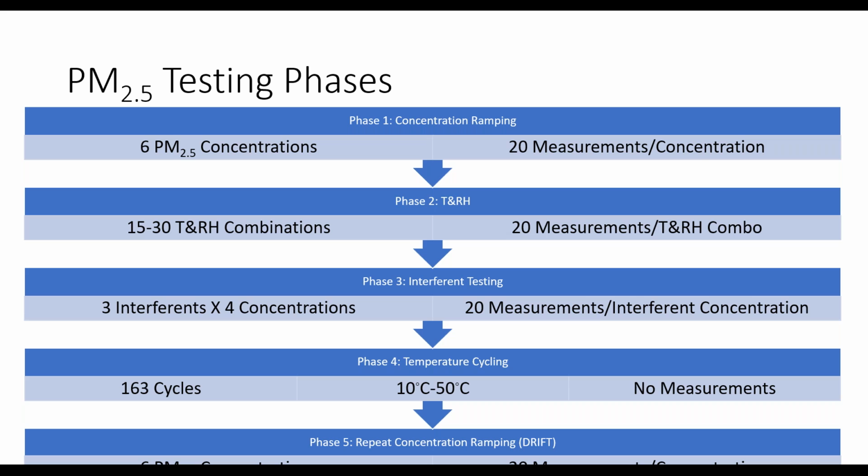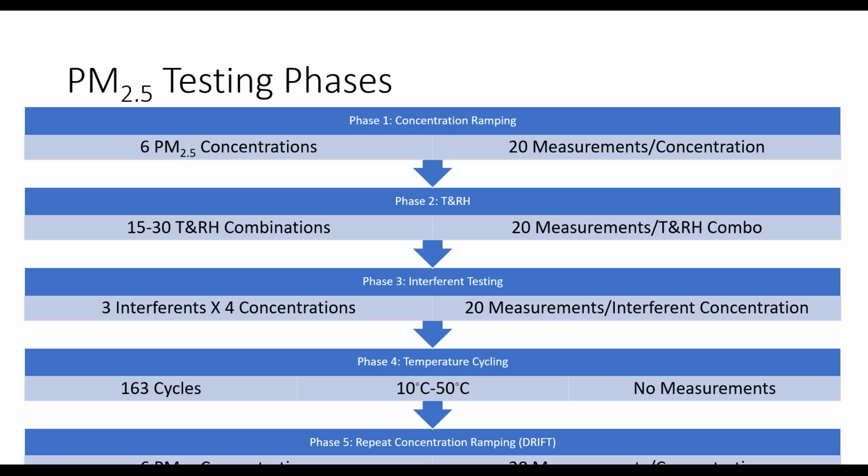For interference, we're testing 3 different interferents, which in this case for PM2.5 are all different size particles. Those tend to be the interference which are going to impact a PM2.5 sensor at 4 different concentrations. And then we'll take measurements, 20 measurements at each interferent concentration in order to see the impact of those interferents on our reading of PM2.5.